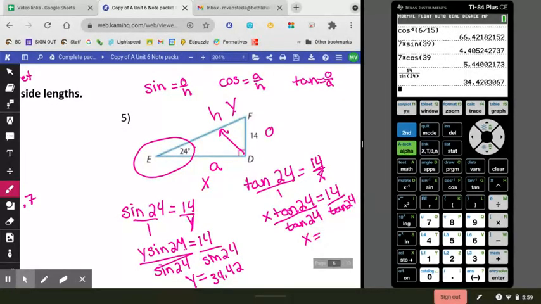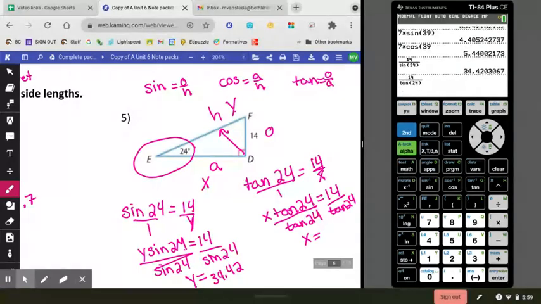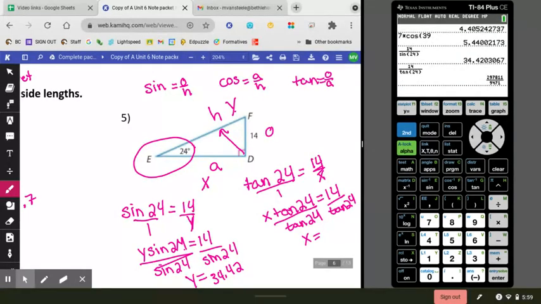And I do that on my calculator. Alpha y equals 14 over the tangent of 24. To make that a decimal, I do alpha y equals option 4. It's 31.44.